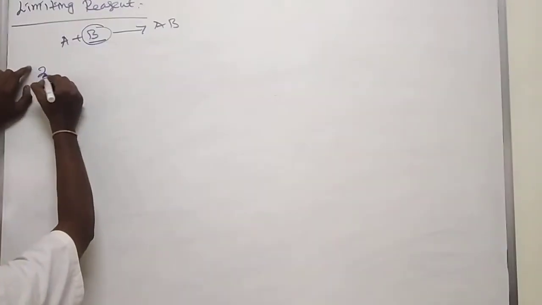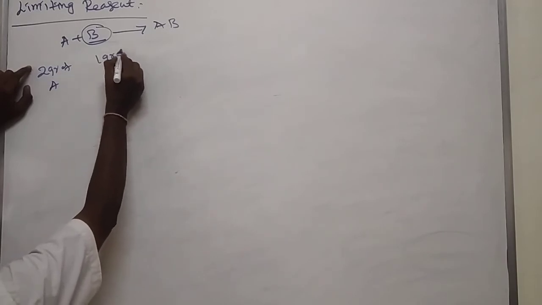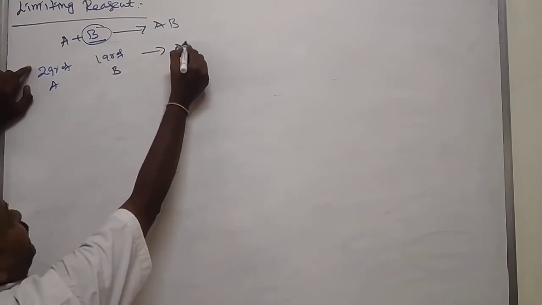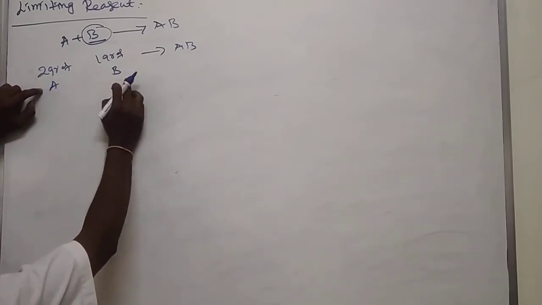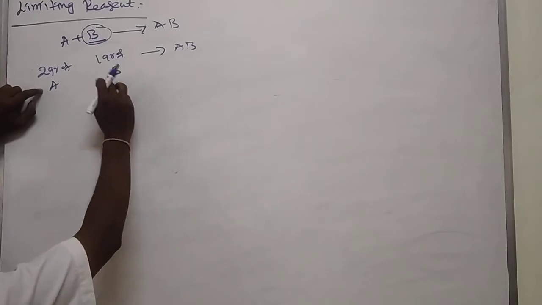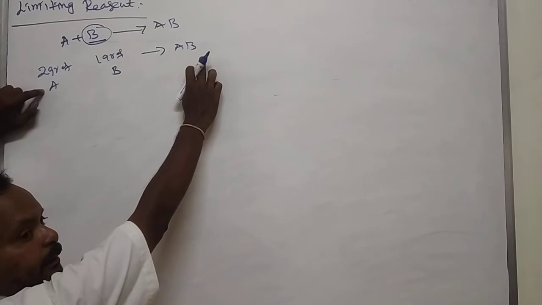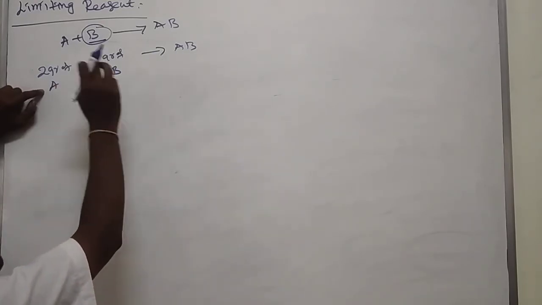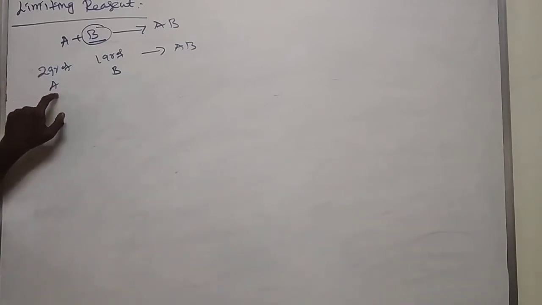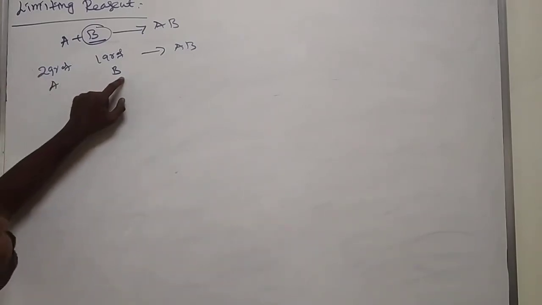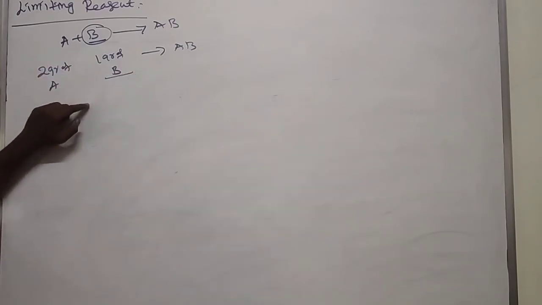See one example. 2 grams of A reacts with 1 gram of B, forms AB. Here 1 gram of B reacts with 1 gram of A, forms AB. Which is completely involved? From B 1 gram, from A out of 2 grams, 1 gram came here. That means B is completely involved in the reaction. So B is called the limiting reagent.